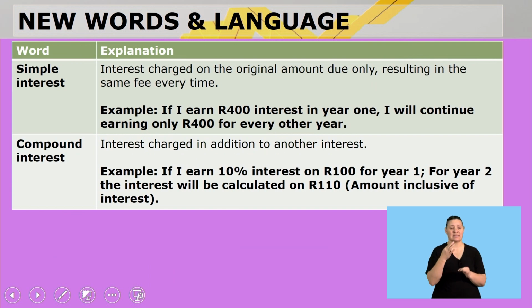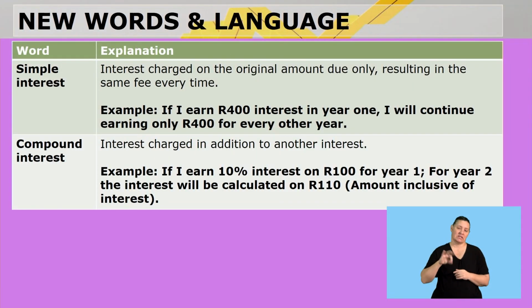Simple interest, it is the interest charged on the original amount due only, resulting in the same fee every time. So that means that you calculate interest for the first year and that remains the same for the investment period or the loan period. Example, if I earn 400 Rand interest in year 1, I will continue earning only 400 Rand for every other year.